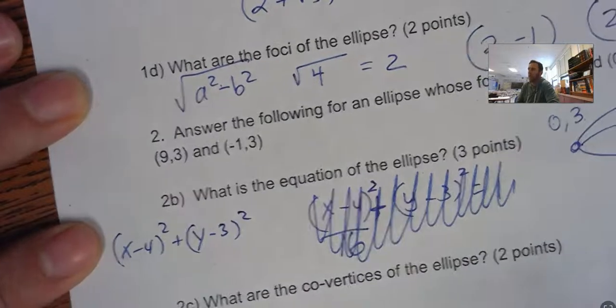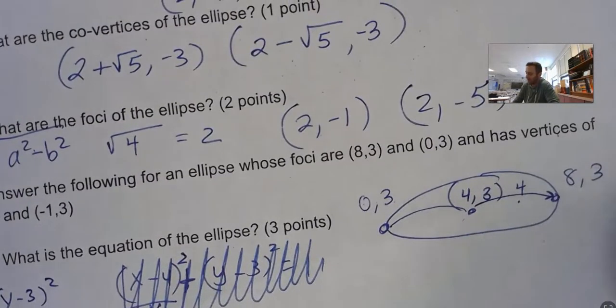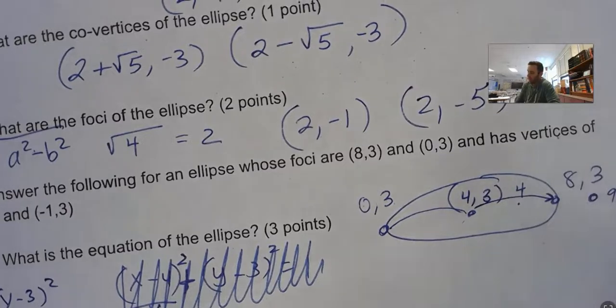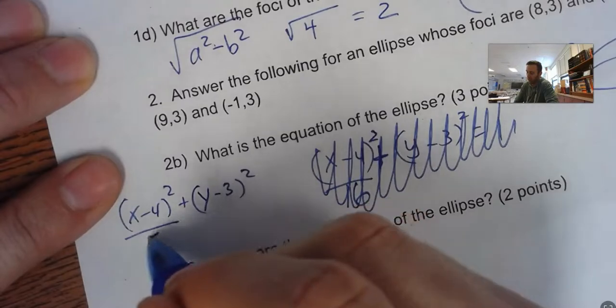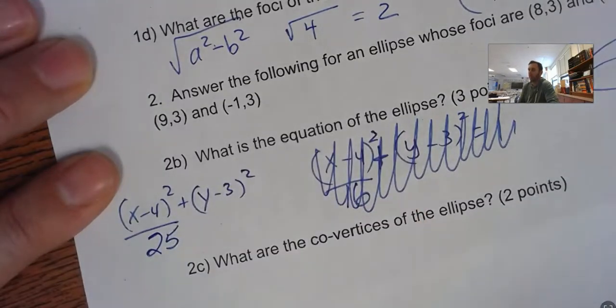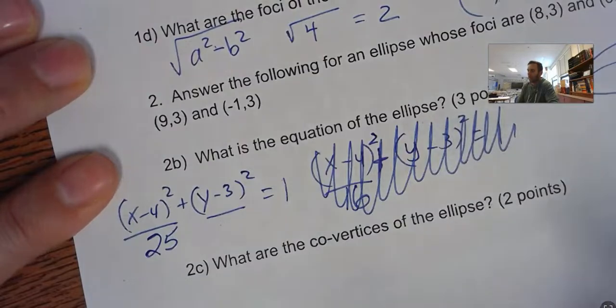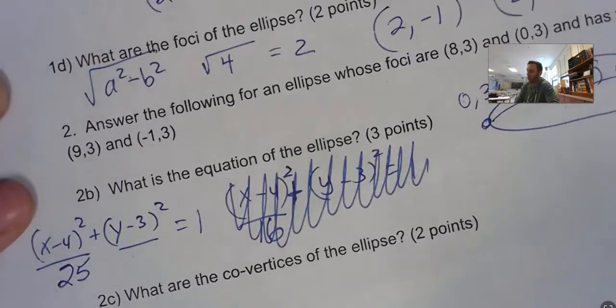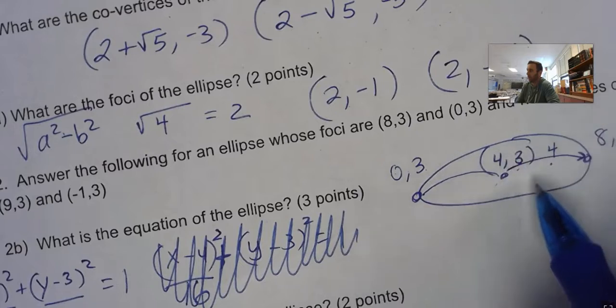Okay, but how far did I go over? So my vertex, my vertice is at 9, 3. So that means I actually went over 5 to get to my vertice, which means 5 squared underneath the x squared would be 25, because that's 5 squared. Now to get this amount, which I don't know right now, I'm going to have to use the fact that the foci, we know the foci was over 4. It says it right there. Okay, the foci went over 4.